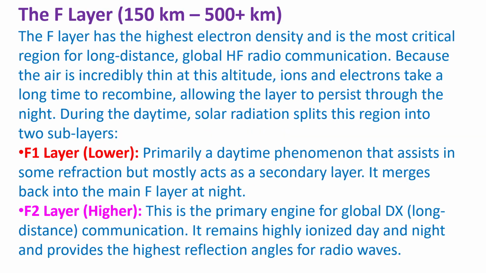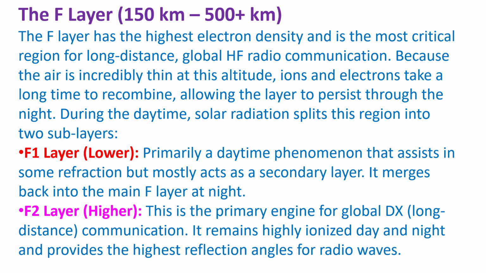The F layer, 150 to 500 plus kilometers. The F layer has the highest electron density and is the most critical region for long-distance global HF radio communication. Because the air is incredibly thin at this altitude, ions and electrons take a long time to recombine, allowing the layer to persist through the night.